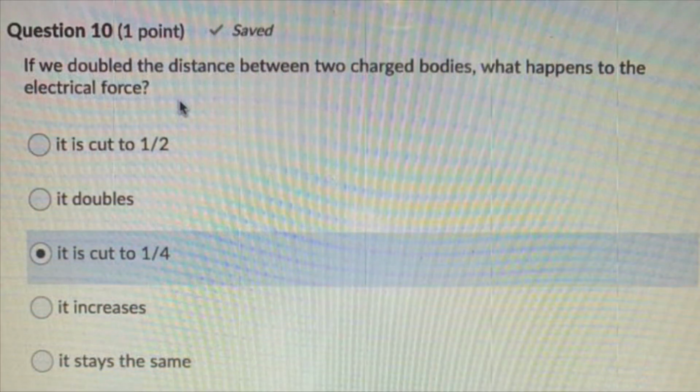Again, with a similar question, but now you're going to double your distance. First of all, you would square that, which is 2 squared, so 4. Inversely proportional would be 1/4. So your electrical force would be cut to 1/4. Also, I hope you notice how I'm not saying that your electrical force is going to be equal to 1/4, because it's only going to be affected by that much, not equal to it.